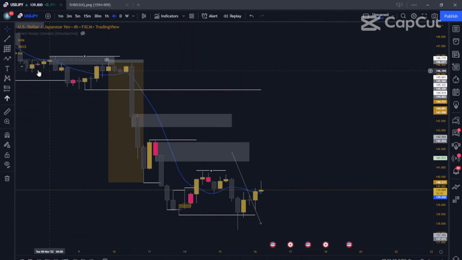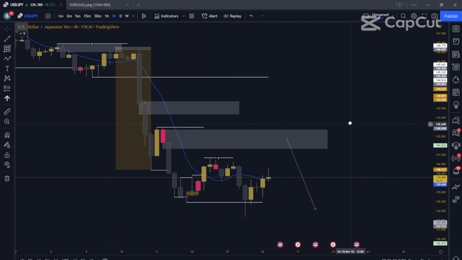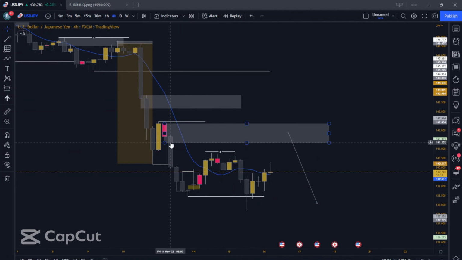Moving on to USD JPY. We are still waiting for price to tap into this supply for short positions. So have your alert set on this supply and look for short positions from this supply to break structure down there, because the structure is not broken yet, it's only been wicked.